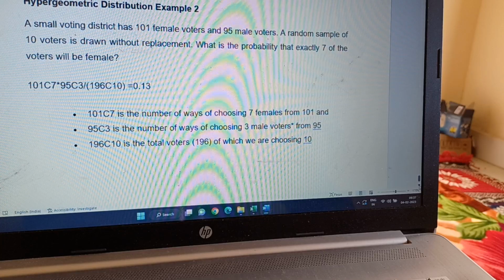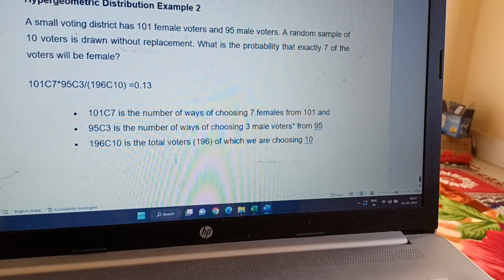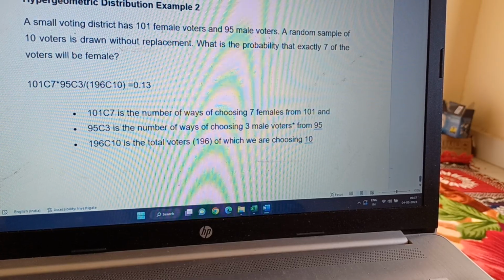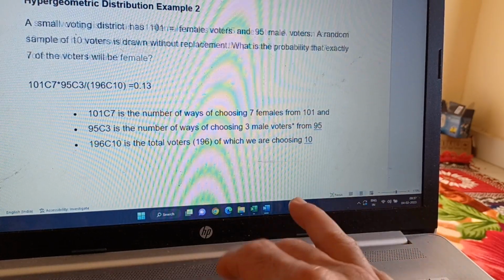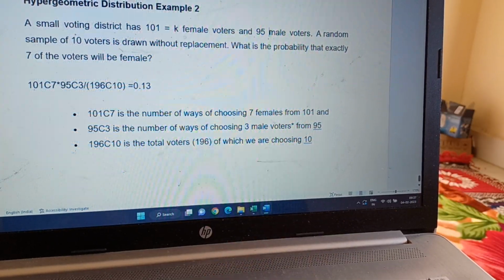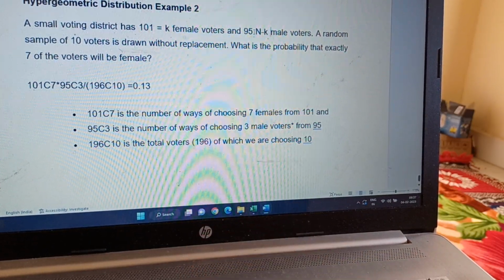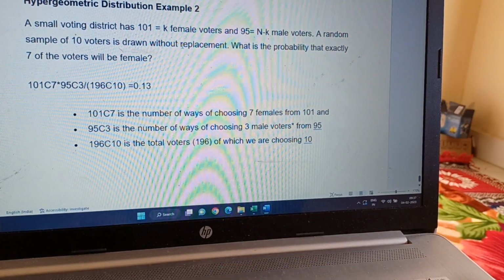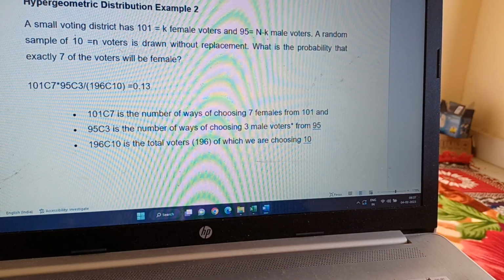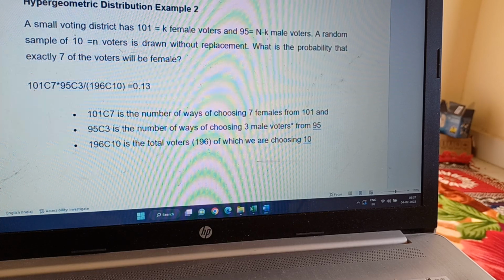Now we go for example 2. A small voting district has 101 female voters. Let's put it K, 101 female voters. This is equal to small K, one group of female voters, and 95 are male voters. So this becomes N minus K, and total N is 196. A random sample of 10, which is equal to our small n, voters is drawn without replacement. Again, without replacement.